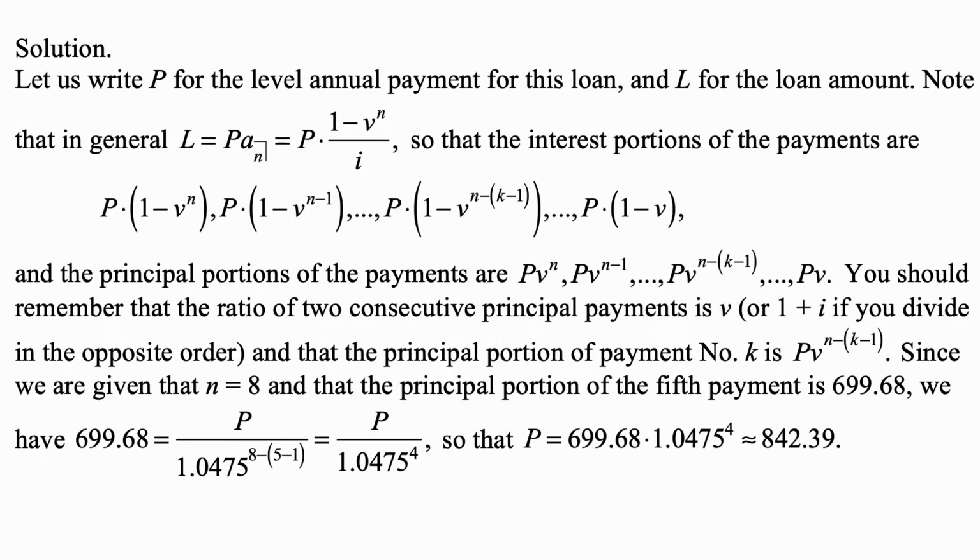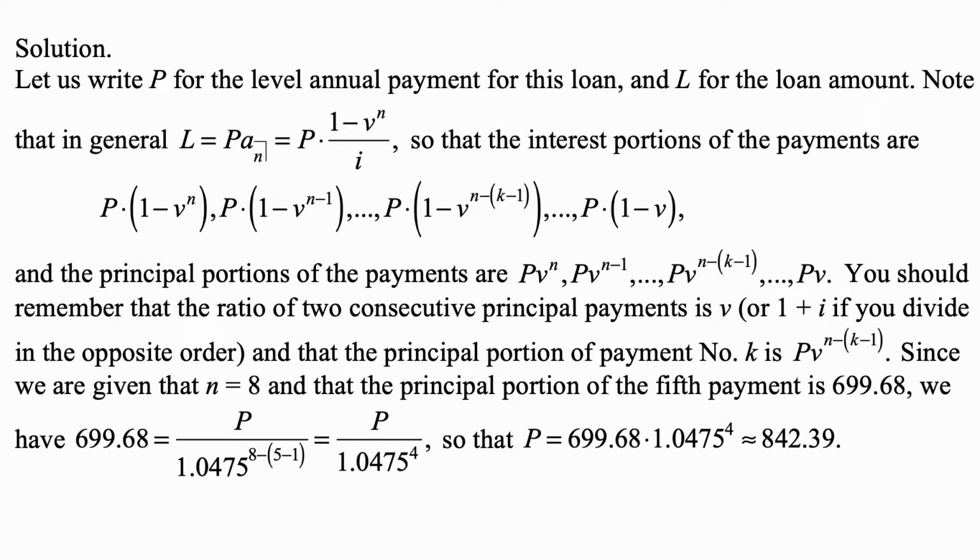And here's the solution. Let us write P for the level annual payment for this loan and L for the loan amount. L must be equal to P a angle n, or P times 1 minus v to the nth over i, so that the interest portions of the payments are P times 1 minus v to the nth, P times 1 minus v to the n minus 1, and so on, and the last one is P times 1 minus v. This is something that you should memorize for the test. And the principal portions of the payments are P times v to the nth, P times v to the n minus 1, and so on, and the last one is P times v.